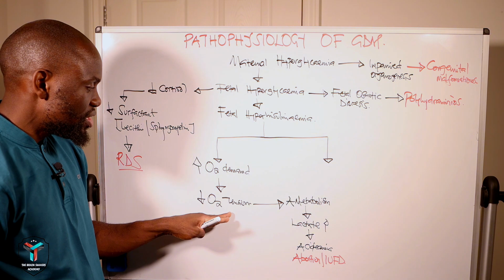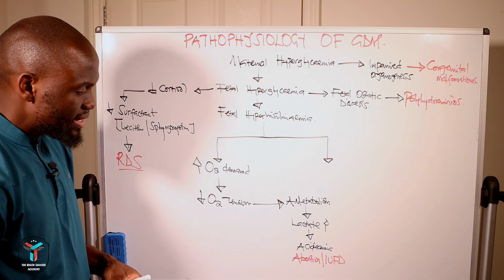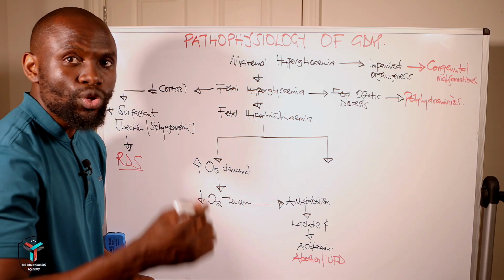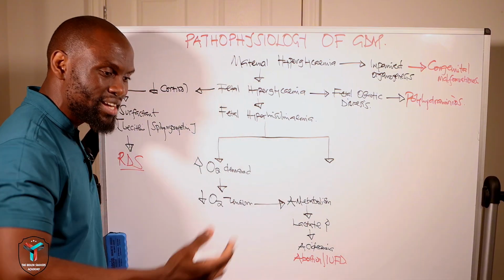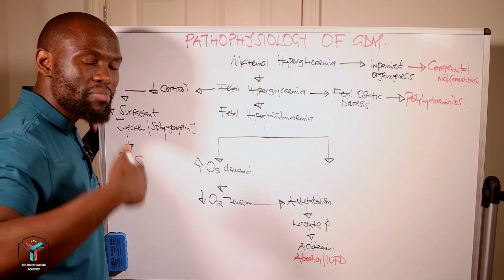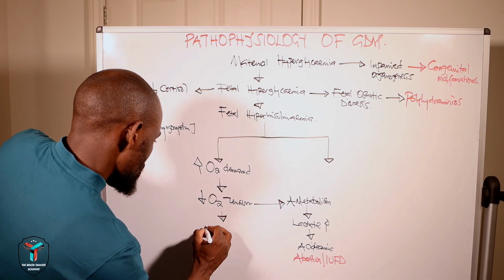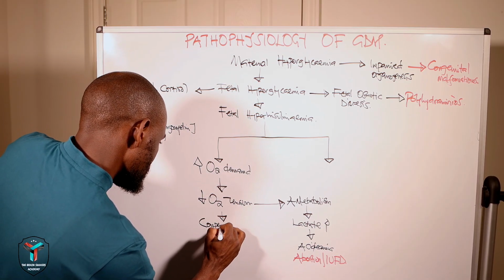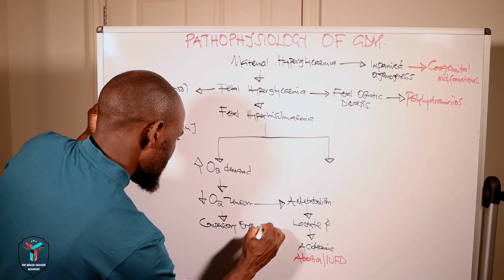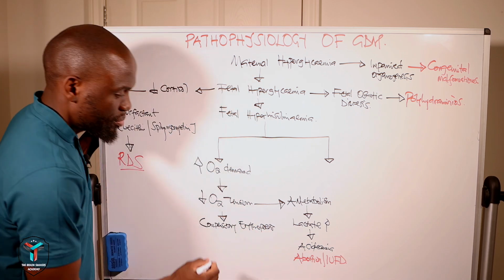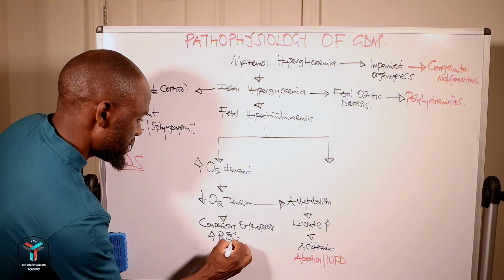Now, while we are still on reduced oxygen tension, the reduction in oxygen tension is going to bring about what we call compensatory erythropoiesis, meaning that the fetus begins to make further blood cells. It makes more red blood cells. So this brings us to compensatory erythropoiesis. Okay. Compensatory erythropoiesis is just an increase in the number of red blood cells that are made within the baby.